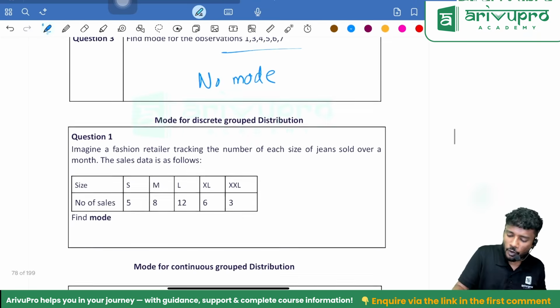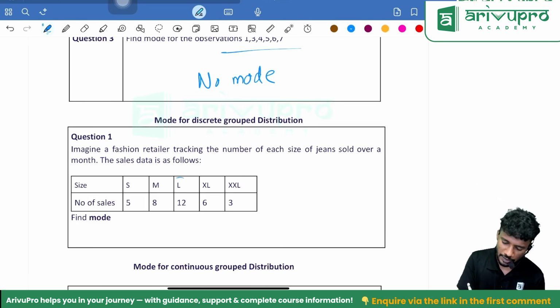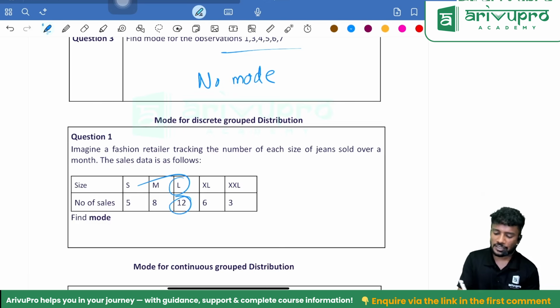Now mode for discrete grouped data. Very simple. Just check which is having the highest frequency. That is the mode. So how much is the mode? 12 is the highest frequency. L is the mode, which is repeated the most number of times.